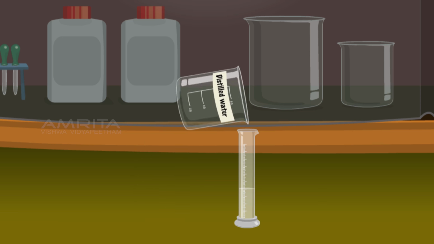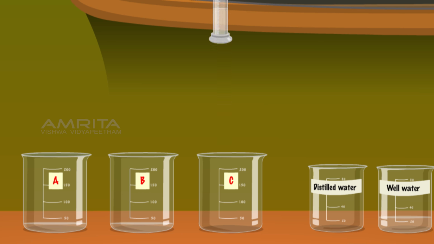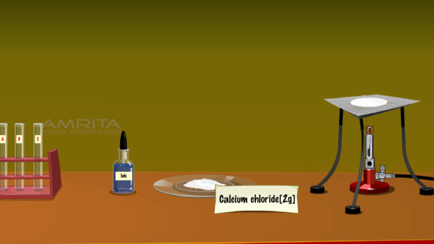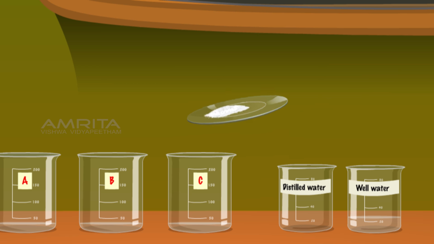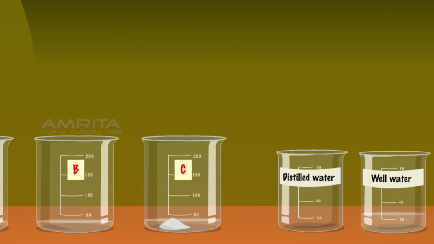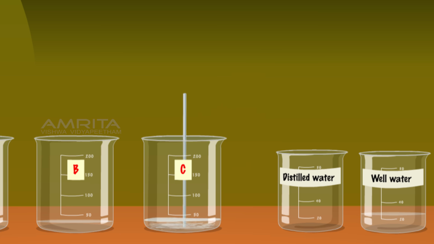Again, take 20 ml of distilled water in a measuring cylinder. Pour it into beaker C. Take 2 grams of calcium chloride. Transfer it into beaker C containing distilled water. Stir the contents with a glass rod till the calcium chloride dissolves.